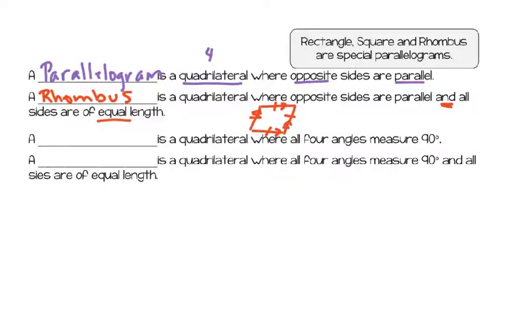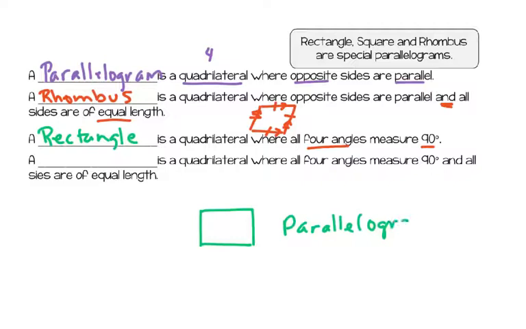Okay, a blank is a quadrilateral where all 4 angles measure 90 degrees. So that one is a rectangle. So if all 4 angles are 90 degrees, it's actually a parallelogram also. It's a special type of parallelogram.